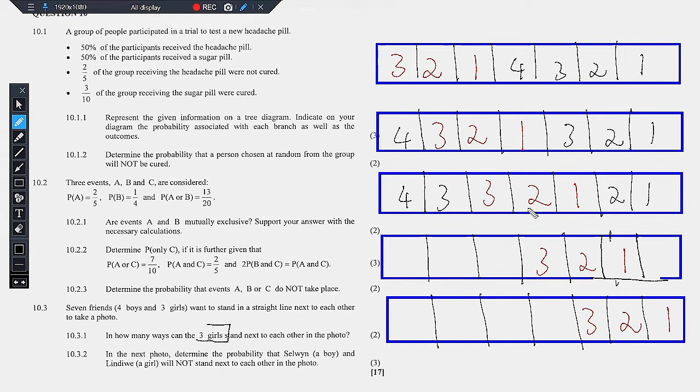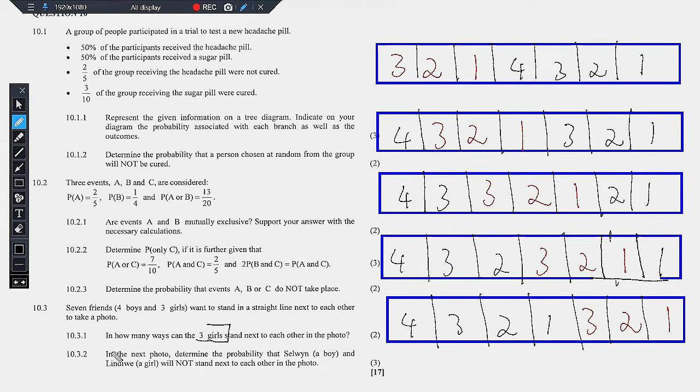So the girls must always be 3. Then the boys can be seated randomly. We can have all boys just standing like that, or we can have one boy here and three boys there, or two boys here and then two boys over there, or we can have three boys and then one boy there, or we can have all of the boys here and then the girls there, right?